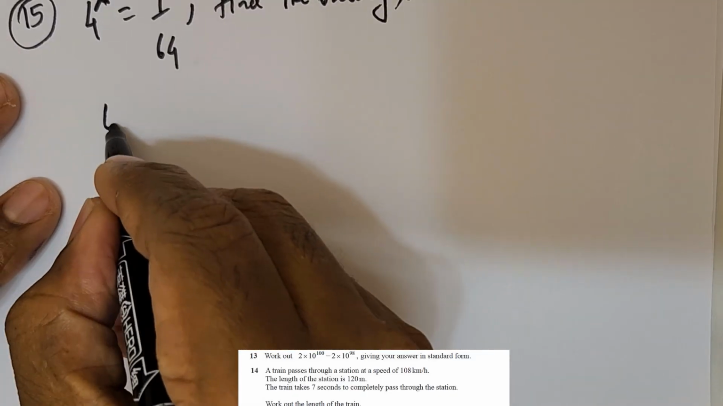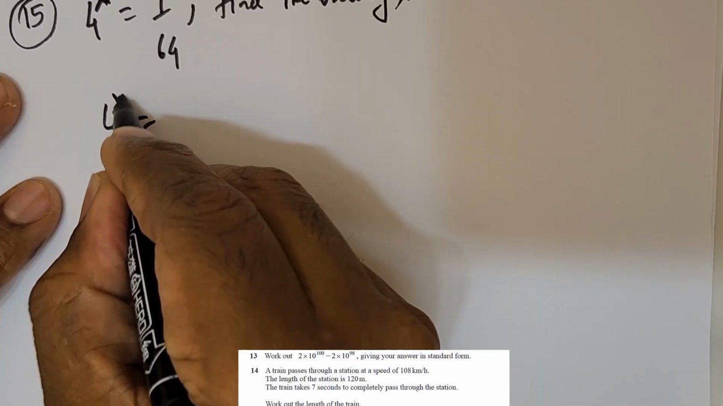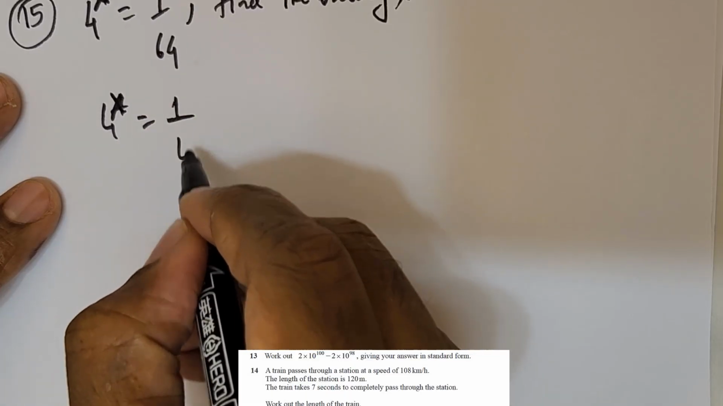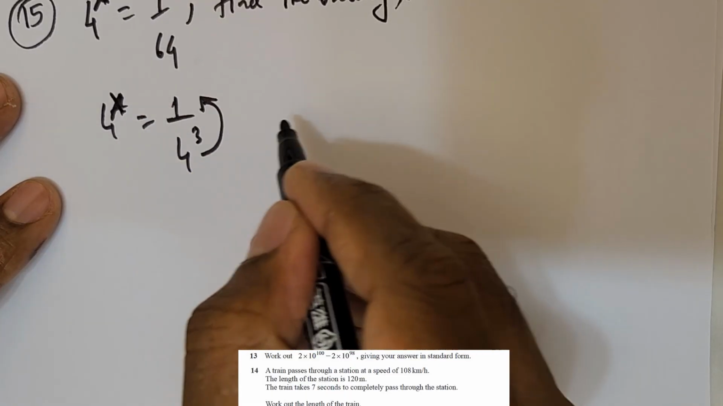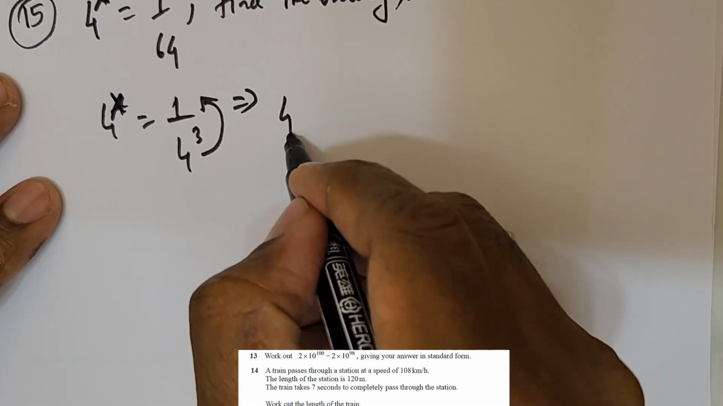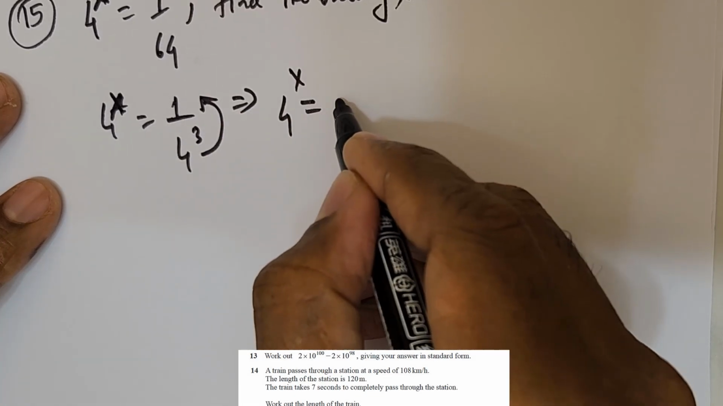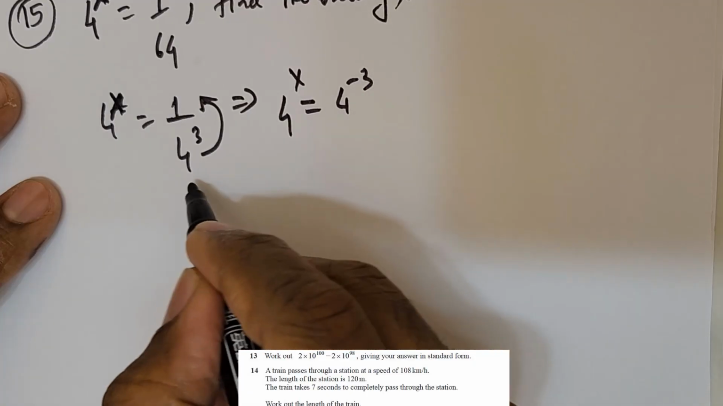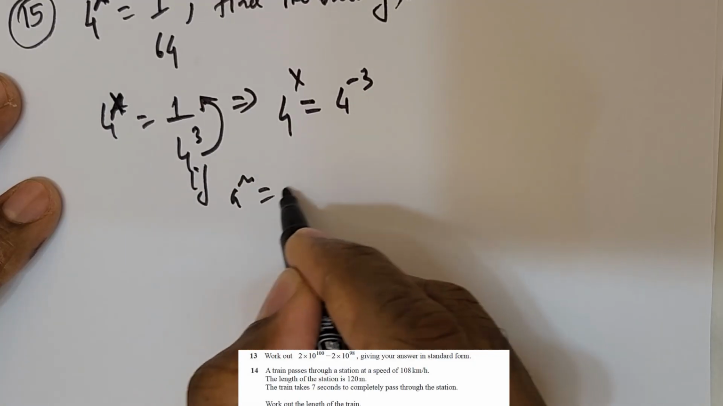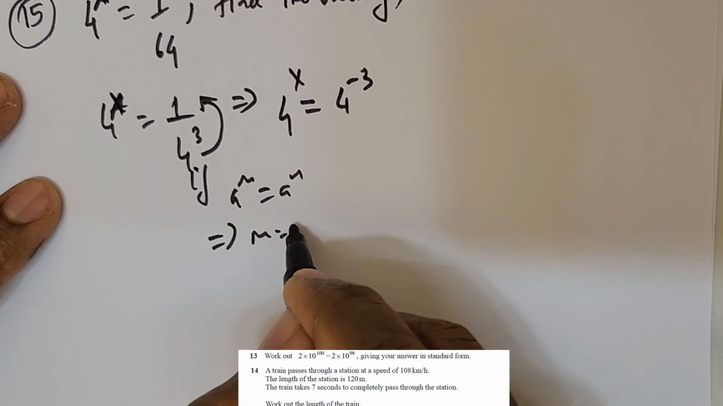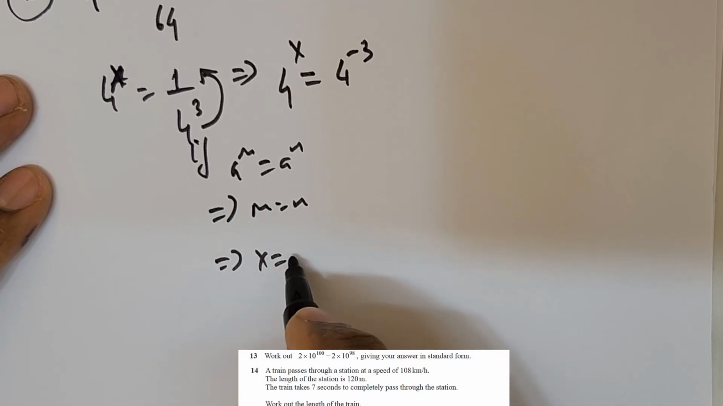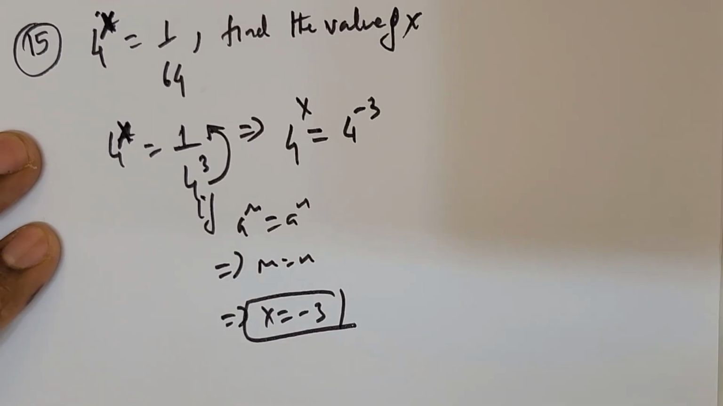Now we got to find the value of x. I'm going to rewrite 64 as 4 raised to the power of 3. Then you move to the numerator. So 4 raised to the power of x is equal to 4 raised to the power of negative 3. Now if a power m is equal to a power n, then this means m is equal to n. So this means x is equal to negative 3.